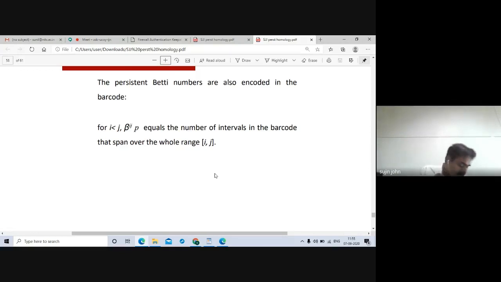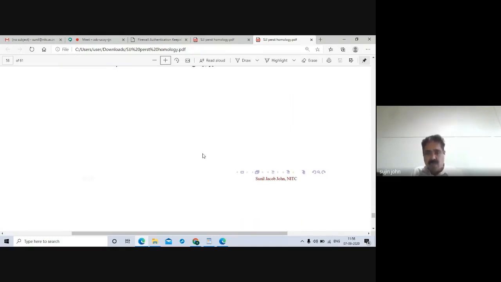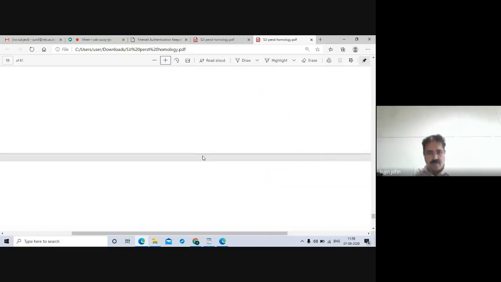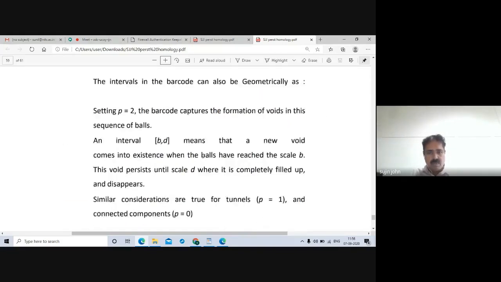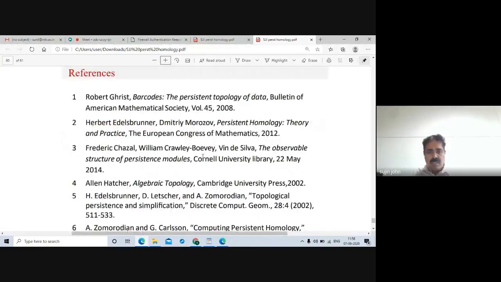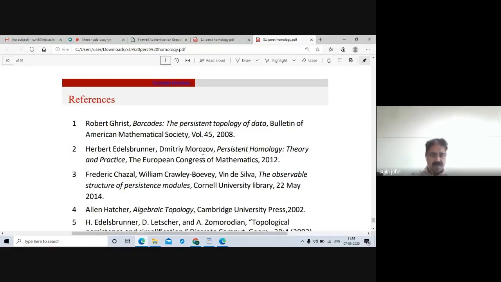persistent Betti number associated with it. So this is how these barcodes can be used for representing the features of the data as well as finding the persistent Betti numbers. Betti numbers are also encoded in that. Now these are my references.